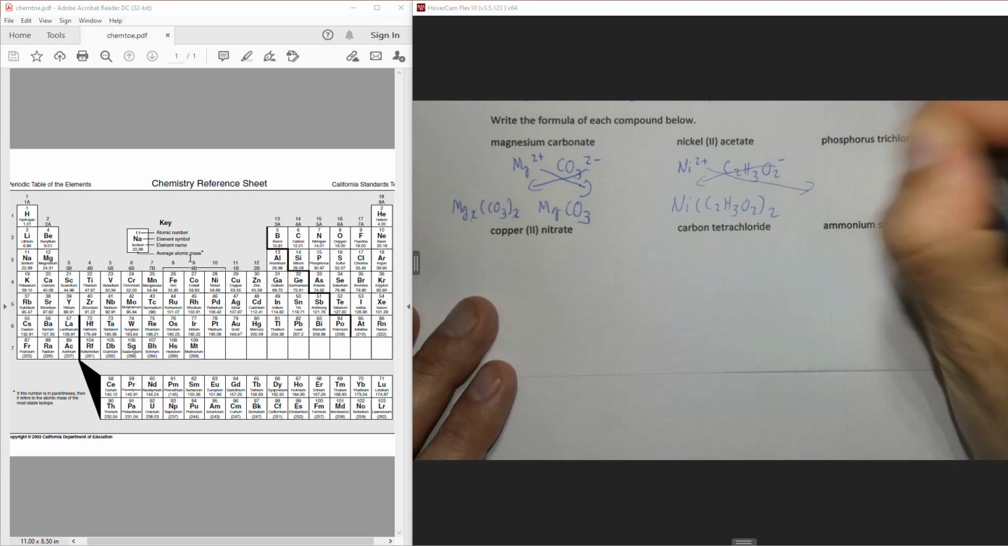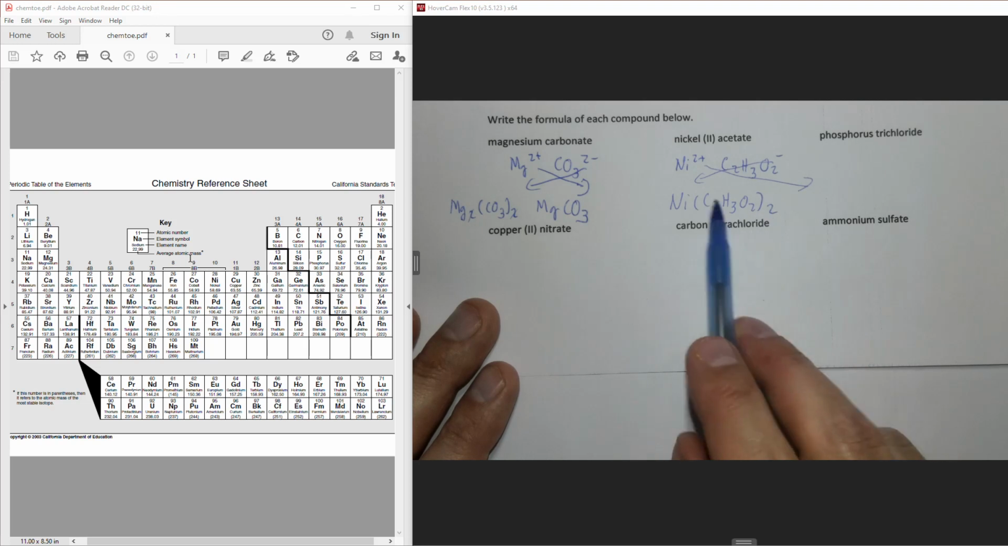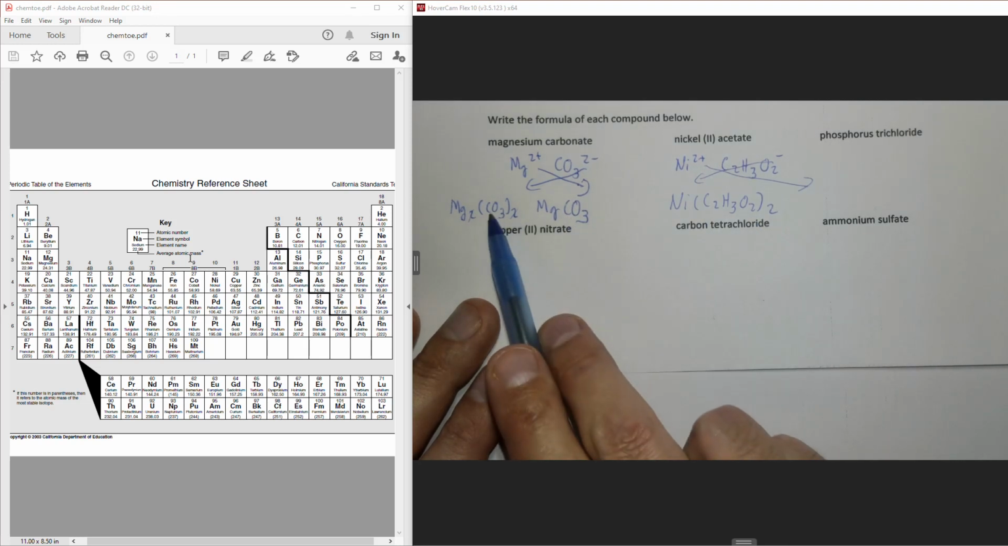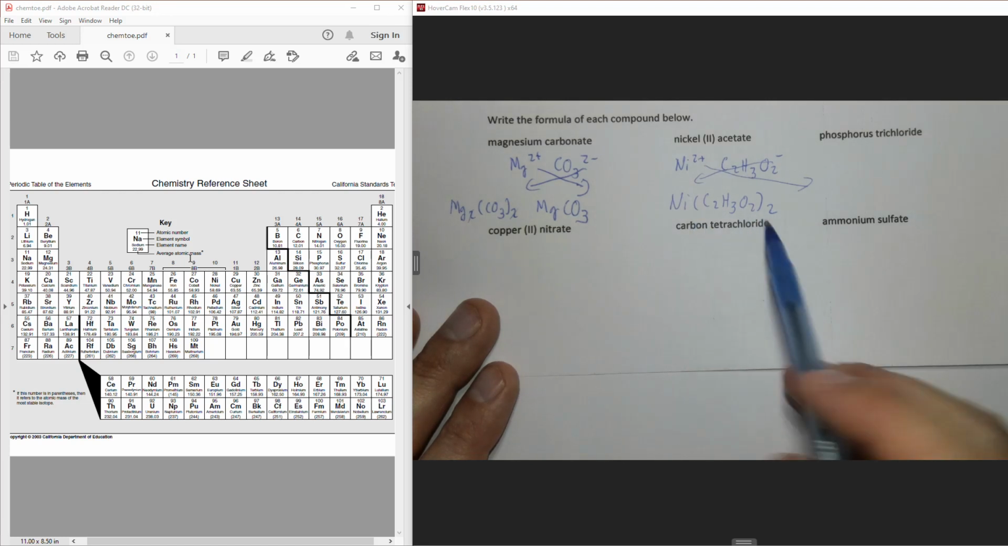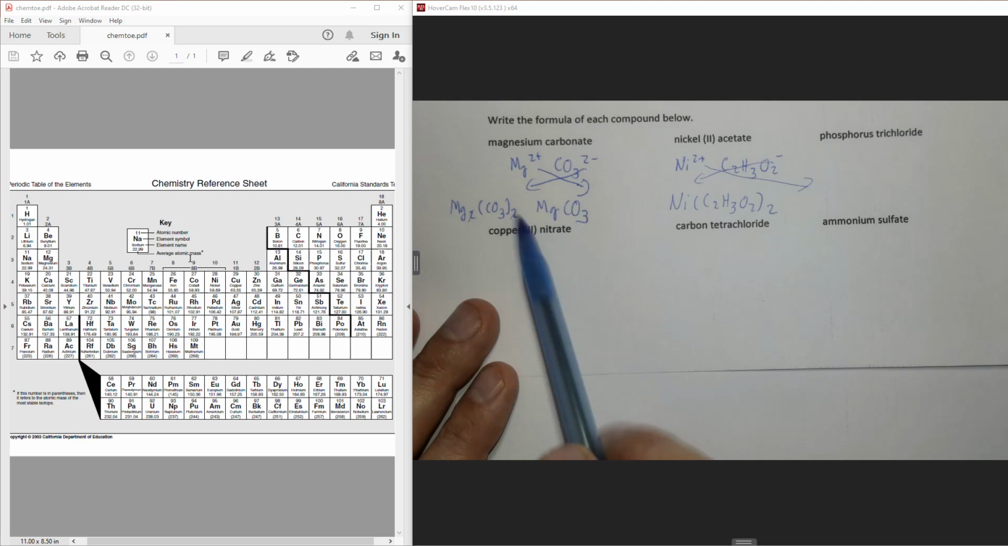C2H3O2, 2. Note that when you need two or more polyatomic ions, you have to put it in parentheses. If you only need 1, you don't need parentheses, but if you need 2 or more, you do put it in parentheses. Of course, we didn't end up using this one, right? Because we had to cross them out. If you see that you have to cross them out earlier, you don't need to write this one down.